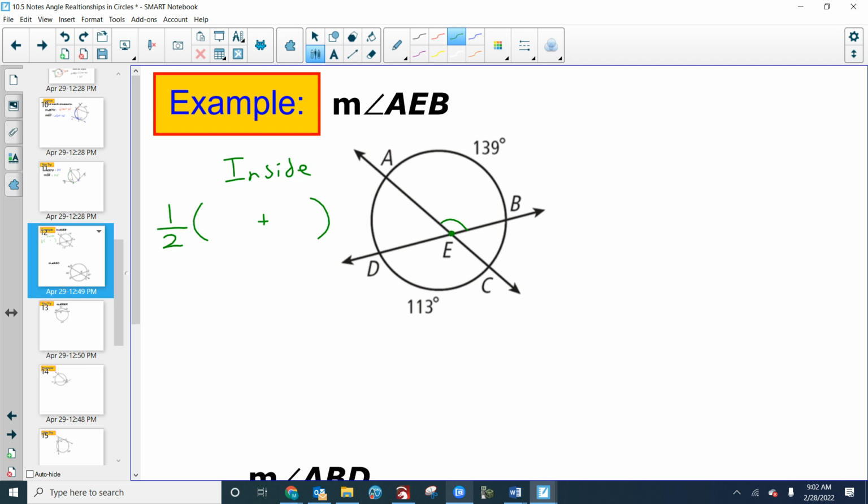Okay, so I marked my angle with an arc mark. And then the next thing I do is I look to see which arcs the angles face. Ready? 139. And because of its vertical pair, the other one faces 113. Everybody see where I'm getting those from? Awesome. Add them together. Take half of it. 139 plus 113. What's that? 252? Half of 252 is like 160. What is it? 126. 126. Thank you.